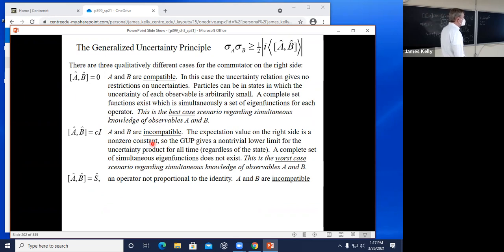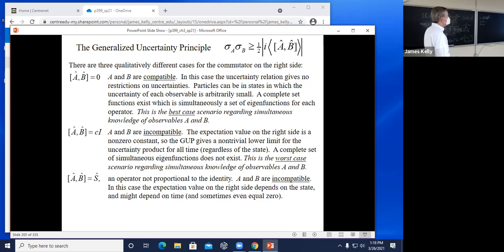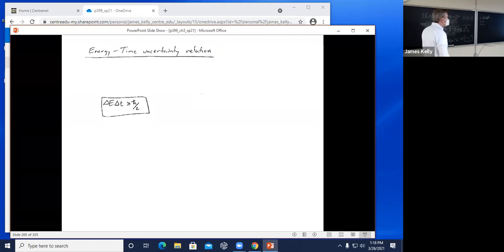We find in this case that what the generalized uncertainty principle says about these two operators depends on the state that it's in. And as that state changes with time, you may find that the product of the uncertainties changes with time. At some periods of time, it's bigger, and in other periods of time, it's smaller. Sometimes for a moment, it might go to 0 and then be not 0 later on. So it's sort of an intermediate case there. So those are kind of the 3 cases.